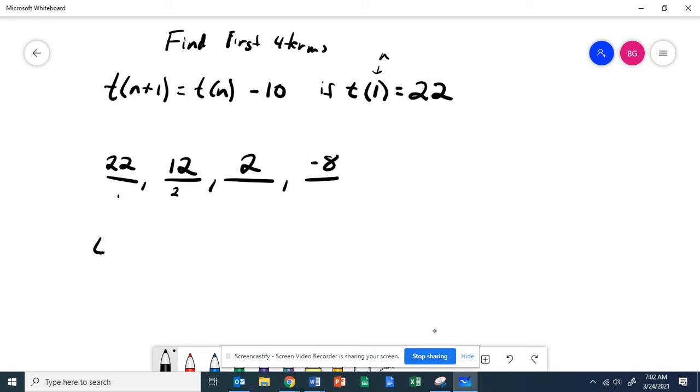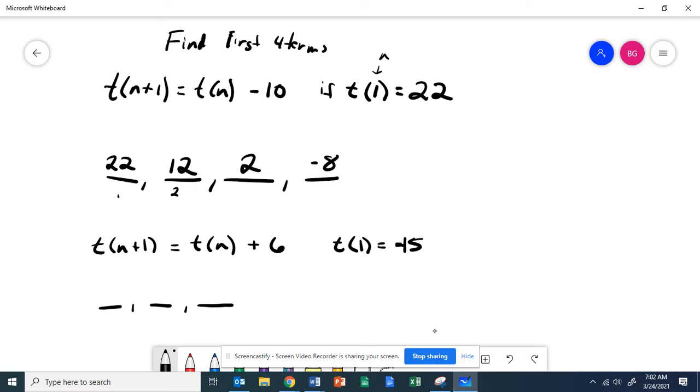So here's another one. So I'm going to have t of n plus 1 equals t of n, and let's say it's plus 6. Okay, and let's say t of 1 equals negative 15. Sorry, negative 15. All right. So I want the same question. I want you to find the next 4 terms. Try this one by yourself real quickly.